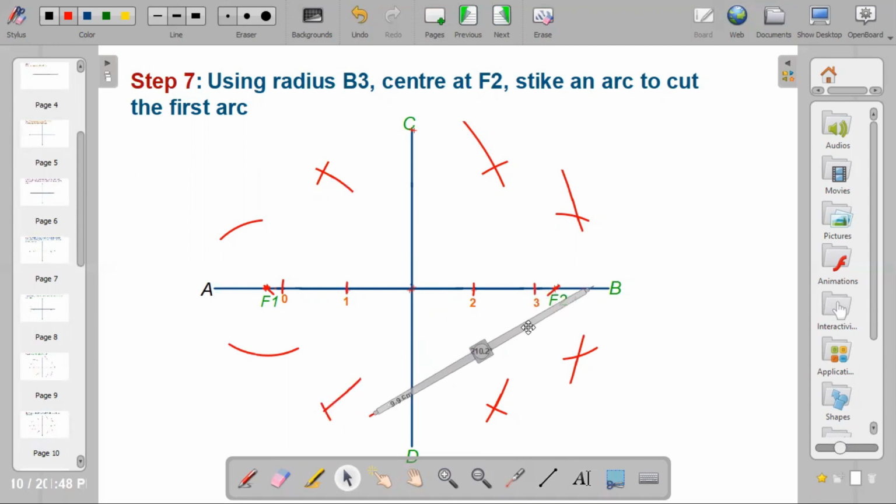Then the last point, which is the radius of B to 0. Radius of B to 0, centered at F2. Strike an arc above and below. Now we have points that we can link together in order for us to get the ellipse.